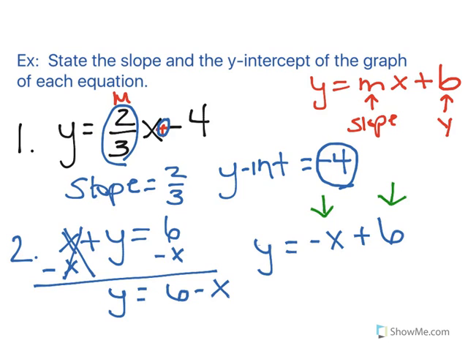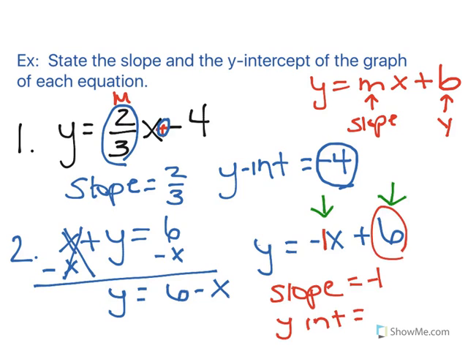Now our slope. We don't have a number in front of my x, all we have is a negative sign. If that's the case, you can automatically assume there's a 1 in front. So we can say that our slope here is going to be -1, and then our y-intercept here is going to be my 6.